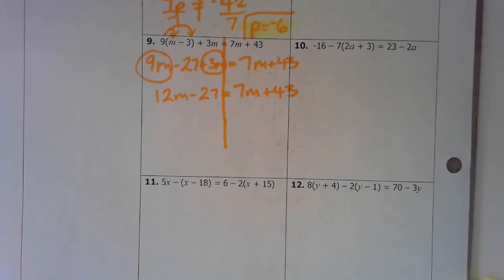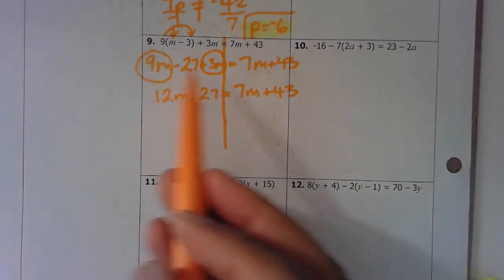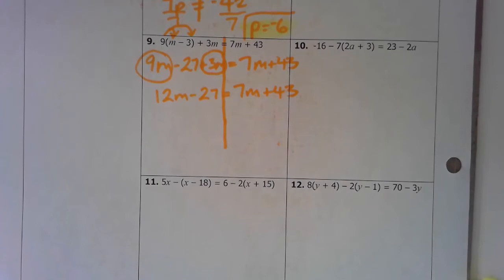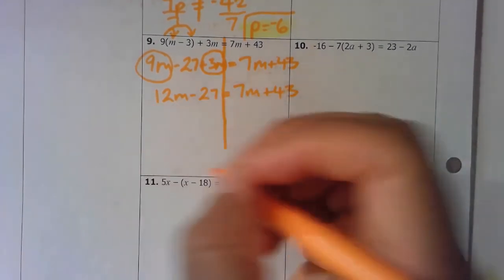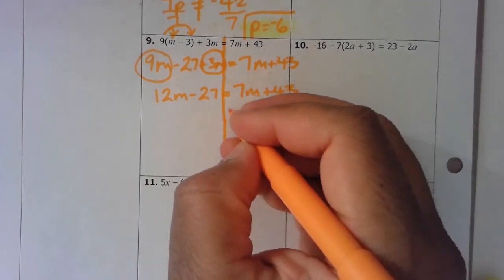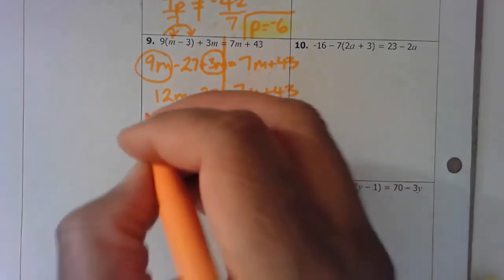All right, so we had to distribute first, combine like terms on that same side, and now we can start moving those variables over, okay? So I have that 7m that I want to move over to the left-hand side. And since it's positive, I'll take the inverse and subtract by 7.